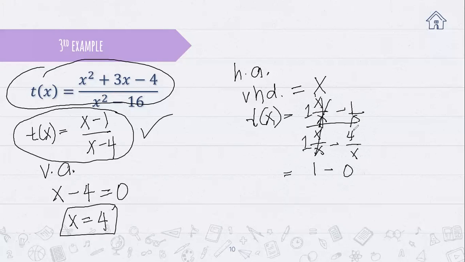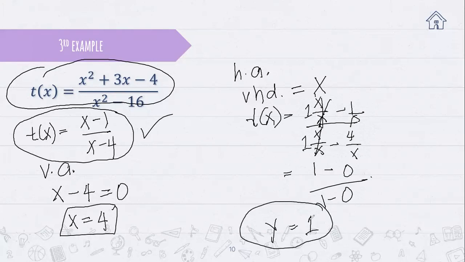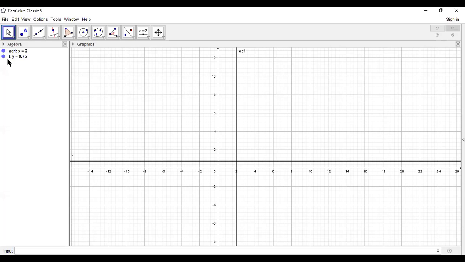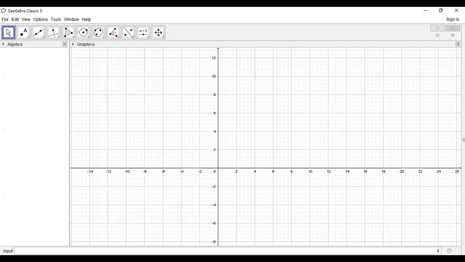So, 1 over x is 0, and 4 over x is 0 then. So, 1 minus 0 over 1 minus 0, so that is 1. So, our t of x is equal to 1. So, ang ating asymptote, last na lang napakita ito. Ayan, 4:15 na. So, our asymptote is at x is equal to 4. Ano yung ulit? X is equal to 4, and y is equal to 1.